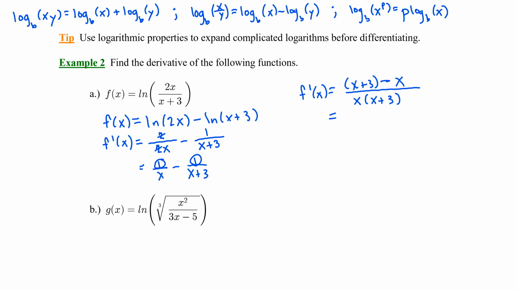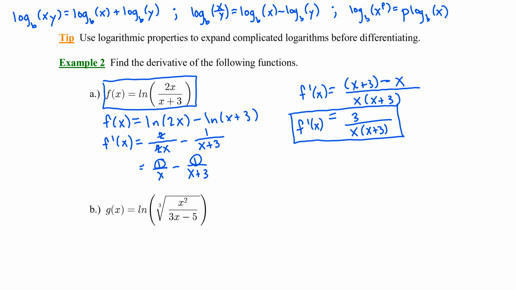Notice x plus 3 minus x leaves behind 3 over x times x plus 3. This is really the best presentation of the derivative. Again, if I wanted to analyze it, look for vertical asymptotes, something like that, I would need it in that combined form. Now, if we go back to the original problem, if I had differentiated that directly without expanding with log properties, I would have ended up with the same thing. It just would have been a little more challenging to get there.